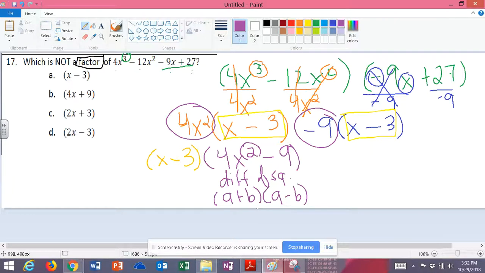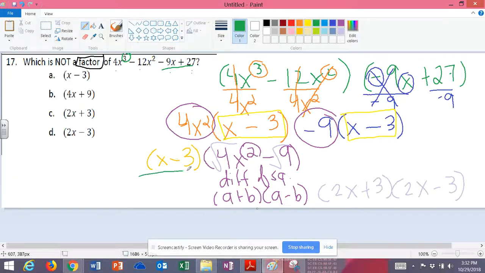So I have to take the square root of both of these terms. So my a is going to be 2x, and my b is going to be 9. So this part here is going to turn into 2x plus 3. Oh, I think I said my square root of 9 was 9. It's 3. And then 2x minus 3.